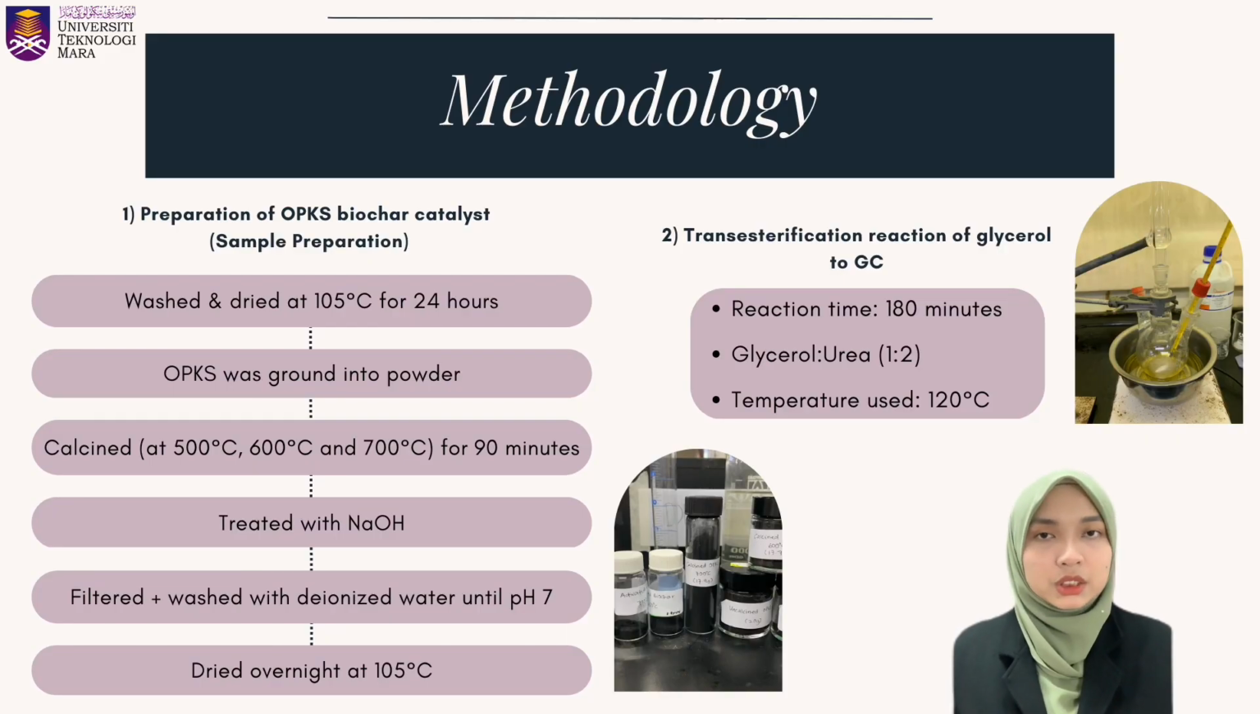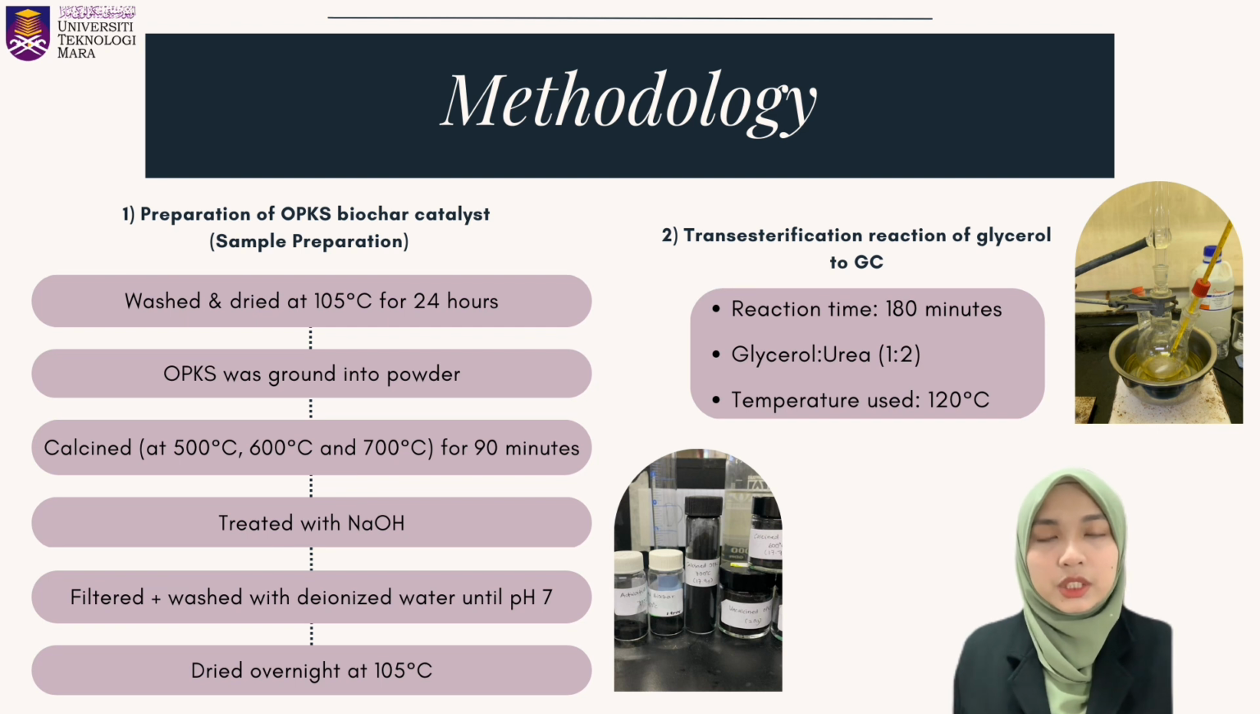For the sample preparation, the samples were washed and dried at 105 degrees Celsius for 24 hours. Then, the OPKS was ground into powder and sieved to make sure the powder is uniform in size. The powder was divided into 3 different crucibles that were calcined at 500, 600, and 700 degrees Celsius for 90 minutes each. After that, the 3 samples that had been calcined at 3 different temperatures were treated with sodium hydroxide for catalyst activation. The samples were then filtered and washed with deionized water until the pH is 7, then dried at 105 degrees Celsius overnight.